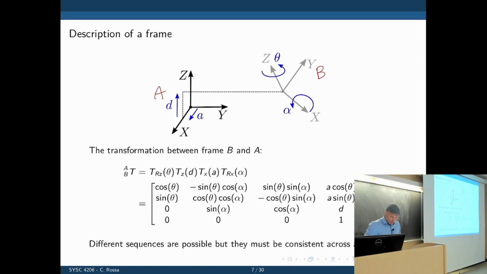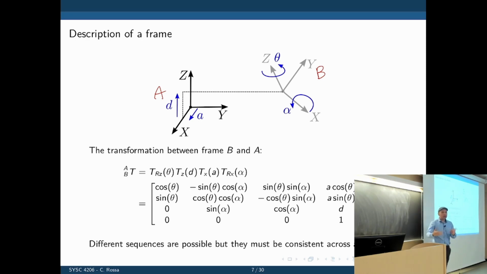Again, in this scenario, we just rotated alpha and then have a shift of A and a shift of D, and then a rotation again by theta. So 2 rotations, 1 translation.